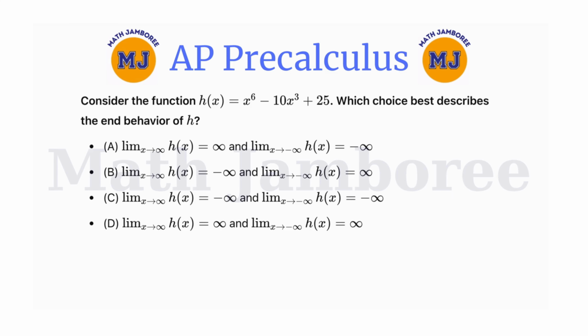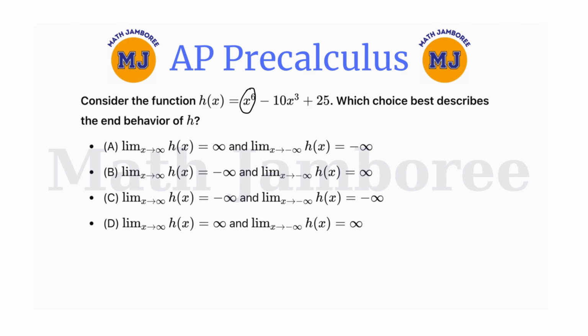So let's take a look at the function. Again, h of x is x to the power of 6 minus 10x cubed plus 25. And our task is to determine the end behavior of this function. First, let's recall that the end behavior of a polynomial function is influenced primarily by the term with the highest degree, which in this case is x to the power of 6. So the rest of the function is not going to be influential on the end behavior of the function.